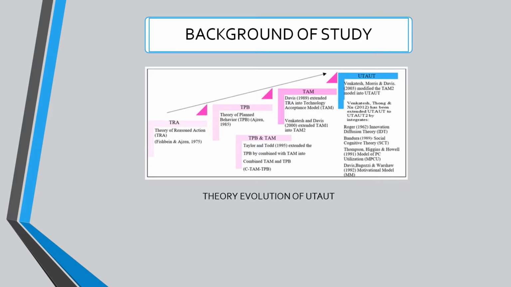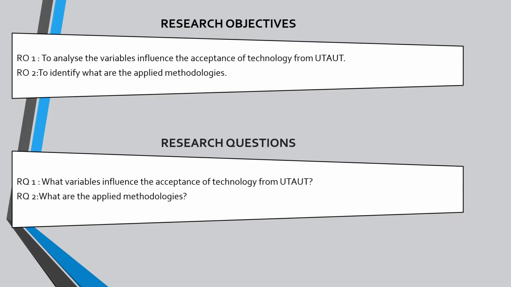The introduction and definition of UTAUT and its framework are provided first in this paper. So the research objective of this review article is, first, to analyze the variables that influence the acceptance of technology from UTAUT, and second, to identify the applied methodologies. And the research questions are: what variables influence the acceptance of technology from UTAUT, and what are the applied methodologies?